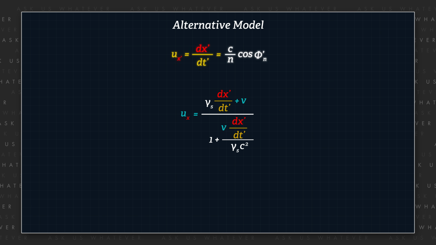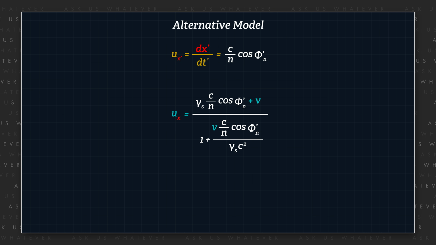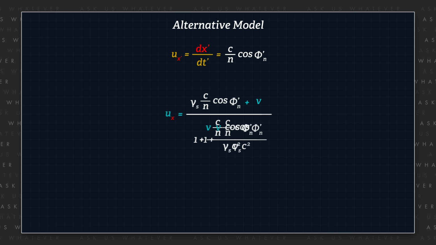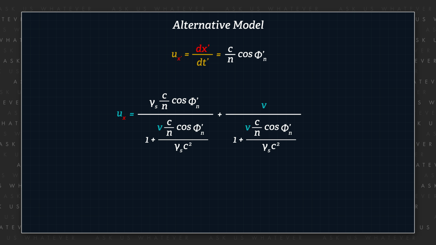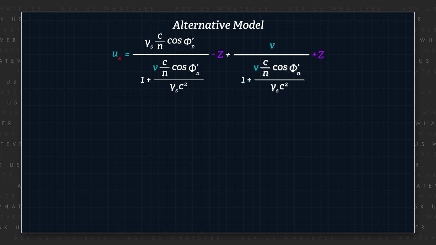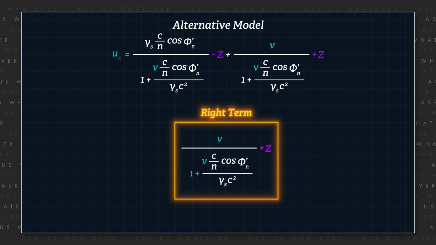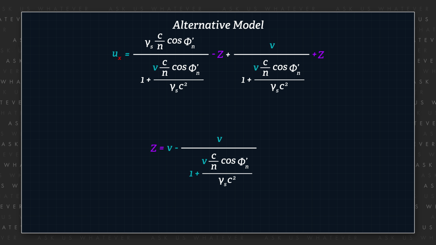Let's substitute the x prime component speed for dx prime dt prime into the relativistic velocity addition formula, and simply separate the numerator into its two terms. Now let's carry out a little math trick by adding and subtracting a temporary term I'll call capital Z. Let's solve for capital Z by forcing the right two terms to be equal to V. By rearranging, we obtain capital Z.